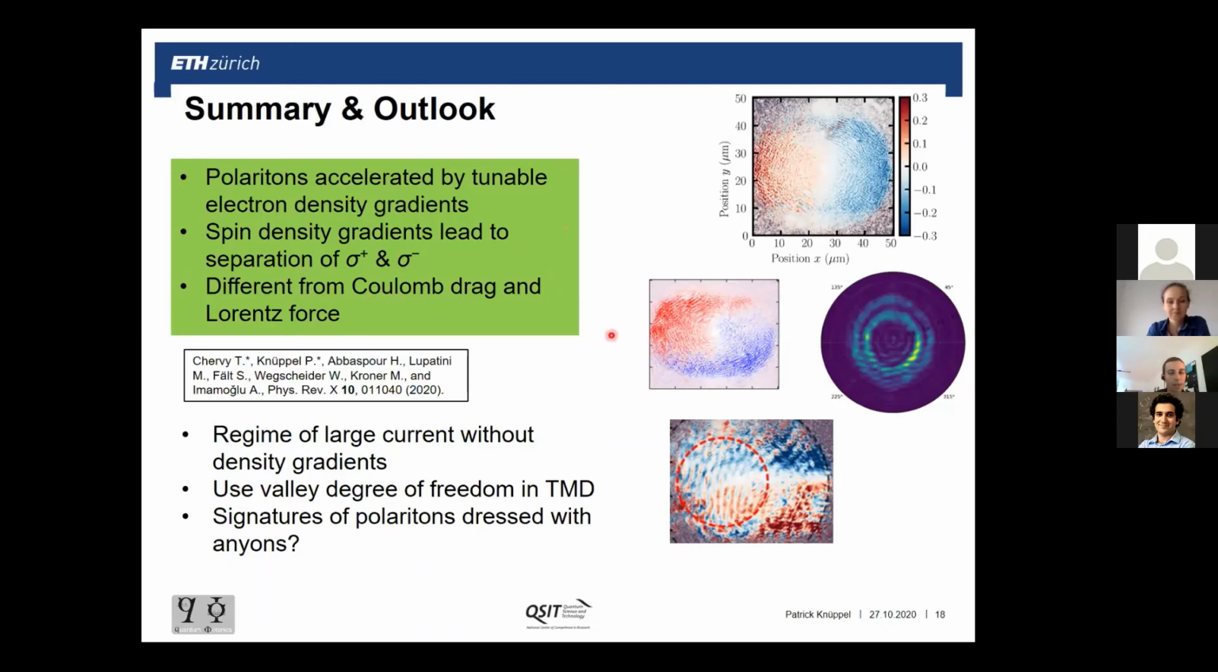And I think there are many interesting avenues to go from here. We have this opposite regime of large current without density gradients that needs to be explored.